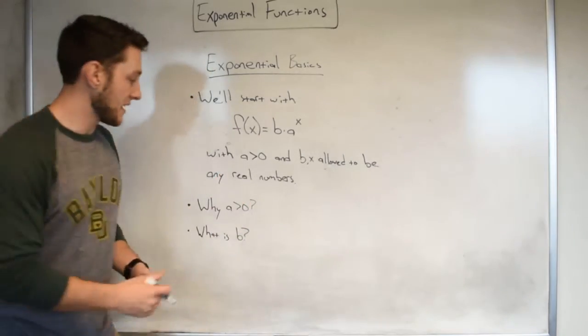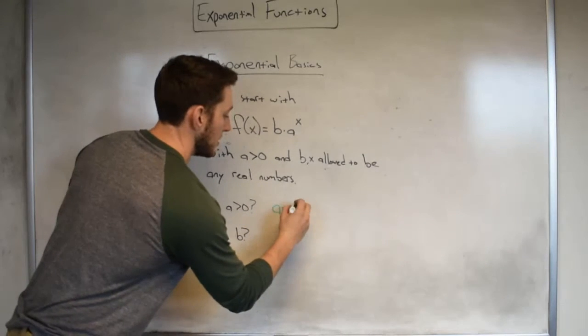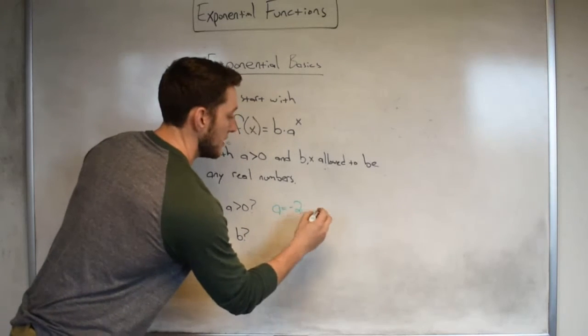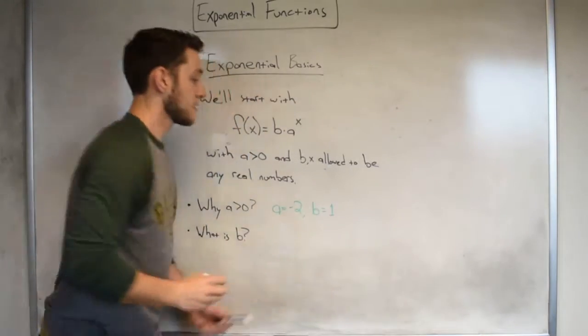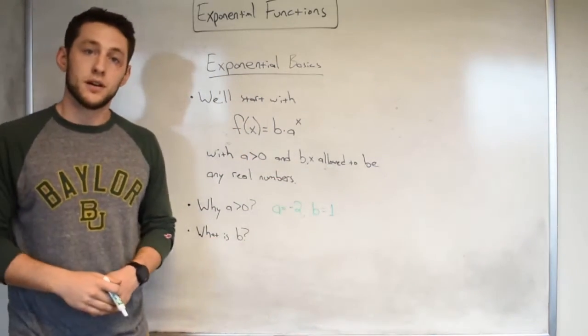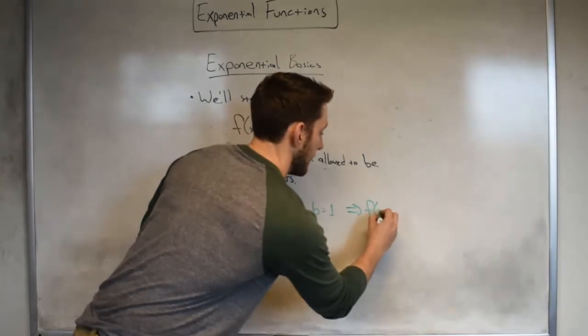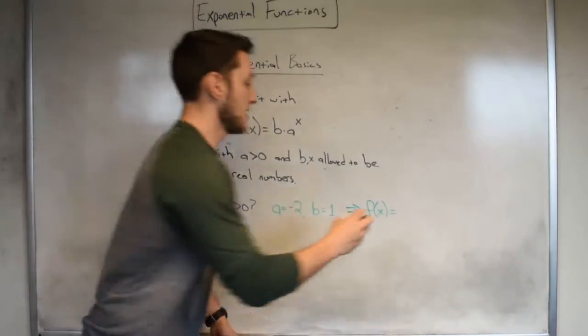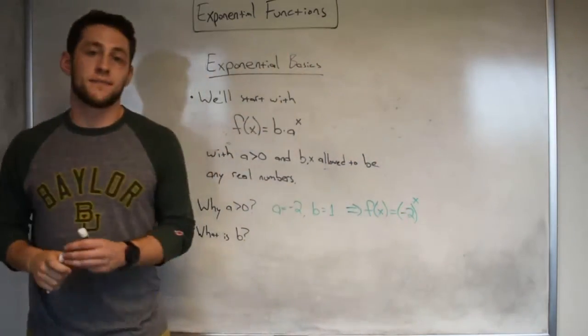Well, if we think of an example, for instance, what if we let a equal -2, and let's just say b is equal to 1. So b is a real number, a is -2. That would mean our function looks something like this. f of x equals -2 to the x.